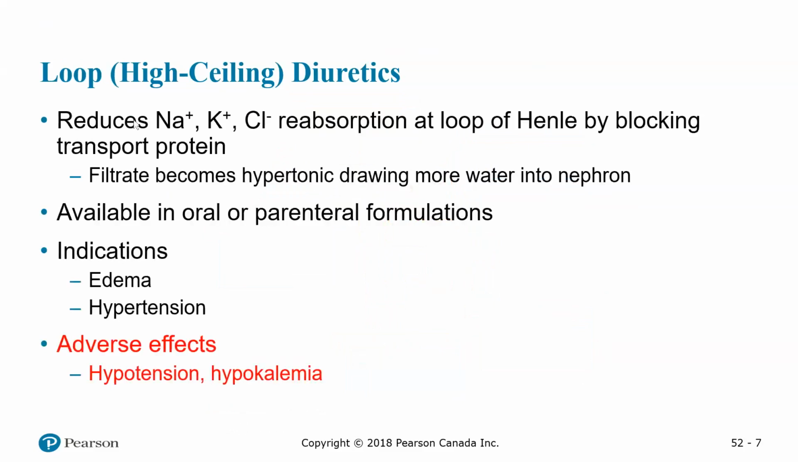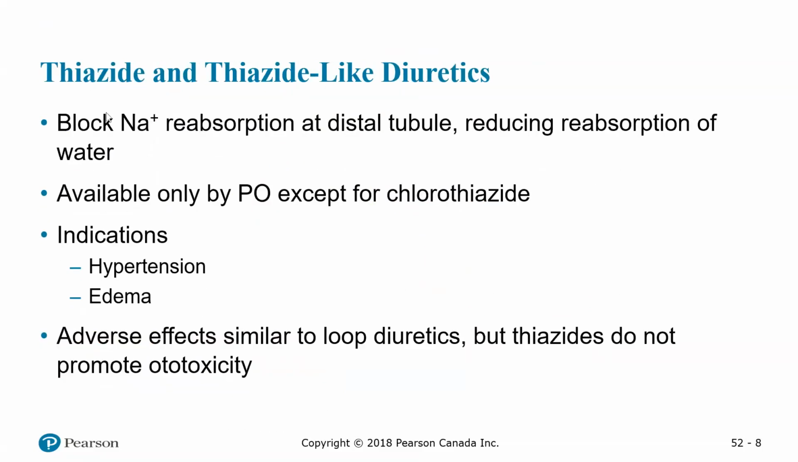So the loop or high ceiling diuretics reduce the reabsorption of sodium, potassium, and chloride in the loop of Henle, which is blocked from transporting them, and the filtrate becomes hypertonic, drawing more water into the nephron. You can take it either IV, orally, or IM. The indications are for edema and hypertension. Adverse effects, of course, are hypotension and hypokalemia. And then the thiazides or thiazide-like diuretics can be given only orally, with indications for hypertension and edema.